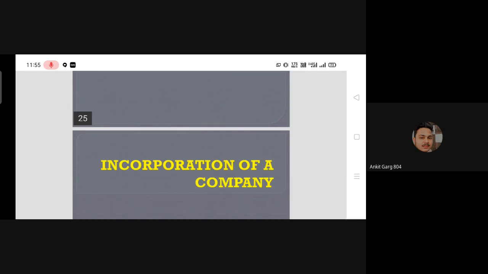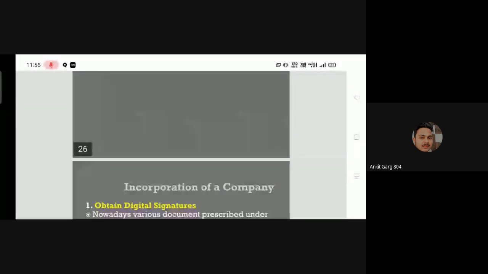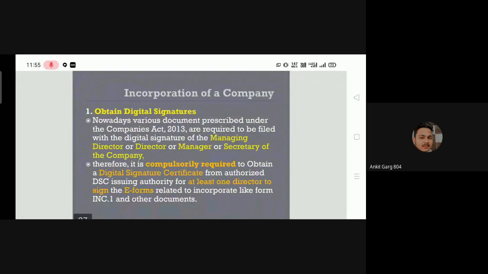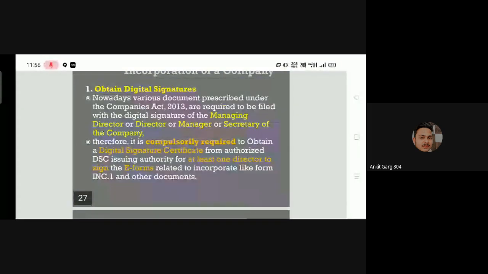So now we have to start the incorporation of a company. First of all, in the incorporation of a company, we have to obtain digital signatures. Nowadays, various documents prescribed under the Companies Act 2013 are required to be filed with the digital signature of the managing director or manager or secretary of the company. Therefore, it is compulsory to obtain a digital signature certificate from an authorized DSC issuing authority for at least one director to sign the e-forms related to incorporation, like form INC 1 and other documents.